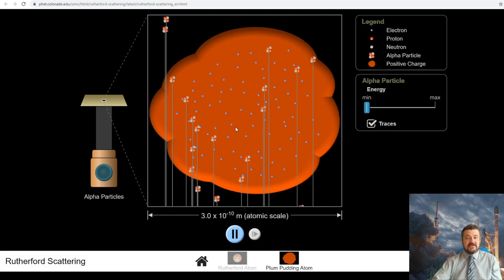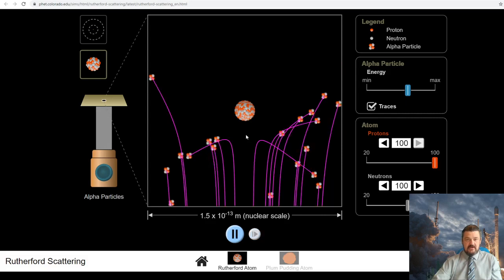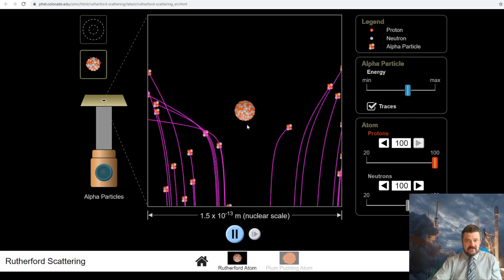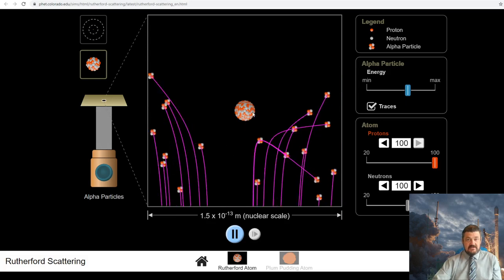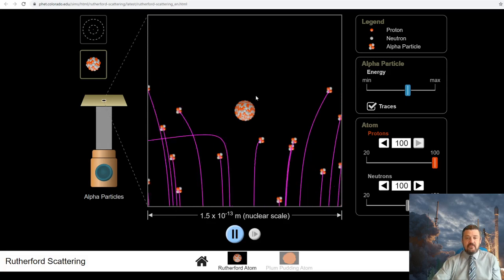However, what actually happened is the following. If we take it on a nucleus scale, so this is looking at the nucleus, turn our alpha particles on. What actually happened is, as the alpha particles got closer to the nucleus, they deflected away. What I can tell you is that the alpha particles are positively charged, and the nucleus, which contains protons and neutrons, is positively charged. Remember, a proton is a positive charge, a neutron has no charge. So overall, the nucleus will be positively charged.